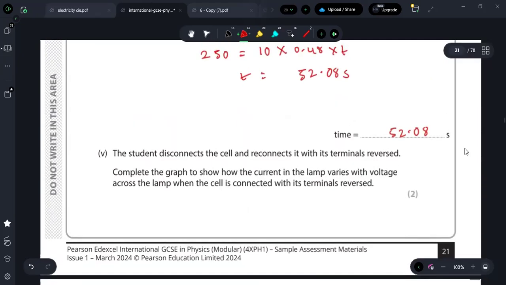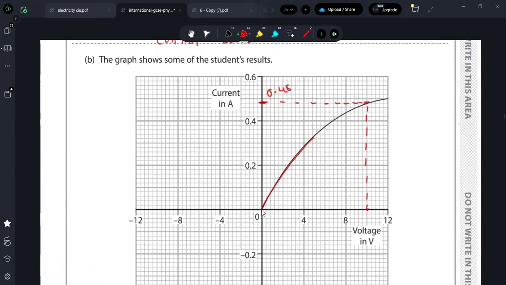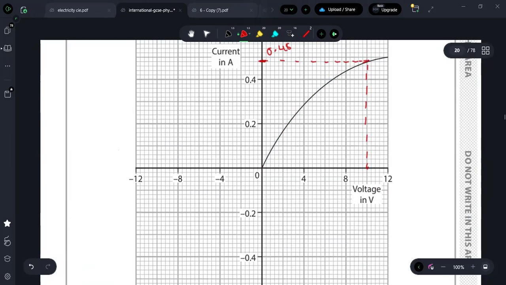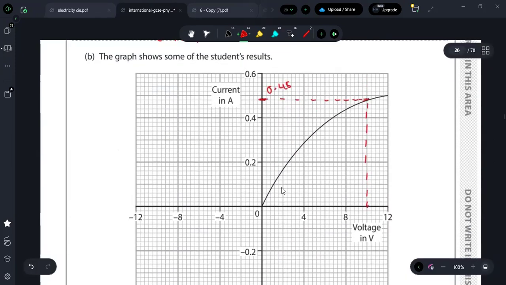Next, the student disconnects the cell and reconnects it with its terminals reversed. Okay, complete the graph to show how the current in the lamp varies with the voltage across the lamp when the cell is connected with its terminal reversed. So everything else is the same, but what is changing is that if it was on the positive terminal before, now it is on the negative terminal. Before, it was on the positive terminal, which is why our graph was in the positive quadrant. So now if I reverse the cell, the graph will go to the negative quadrant. But since every other condition is the same, it is going to be the exact same graph but reversed.